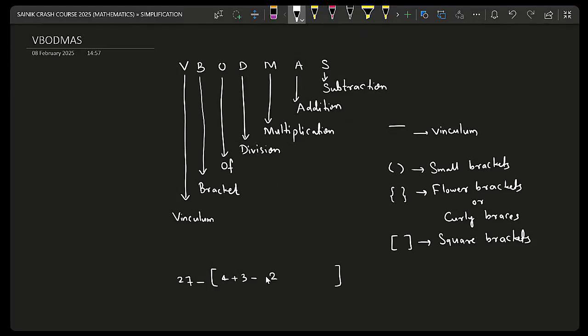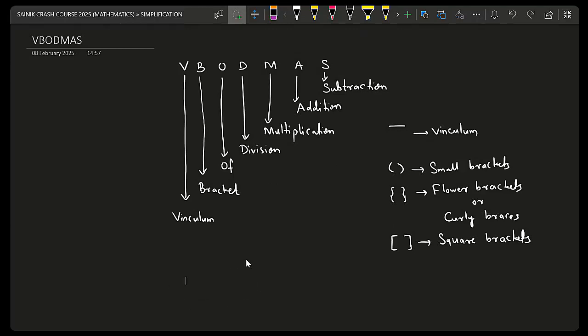Now, inside the square bracket, as I told you, if both addition and subtraction symbols are there, first add all the positive terms. 4 is positive, 3 is positive. So 4 plus 3 is 7. From 7 you subtract 2, that is 5. So erase everything here and write 5. This part will be gone, here we get 5, and the final answer is 22. This is the way we are going to do it, and I'll take more examples to help you understand.